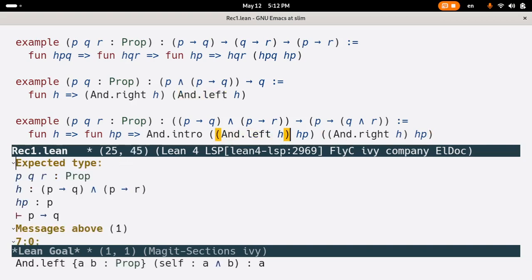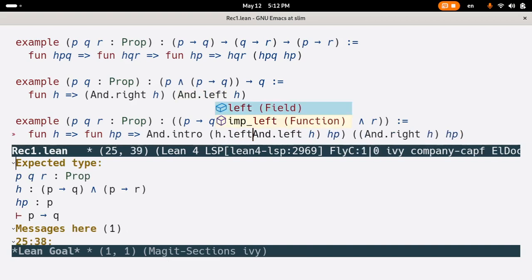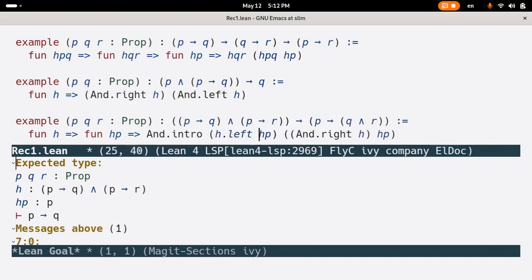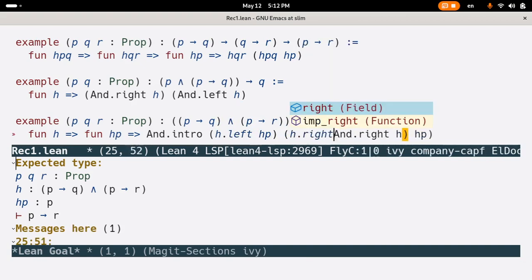We can make this a bit nicer. So instead of writing and dot left h, we can write h dot left as a shortcut, and instead of and dot right h, I can write h dot right as a shortcut.